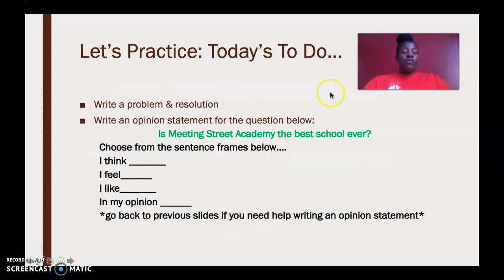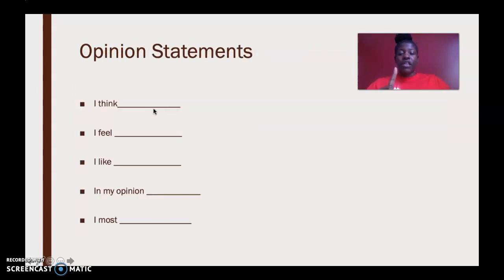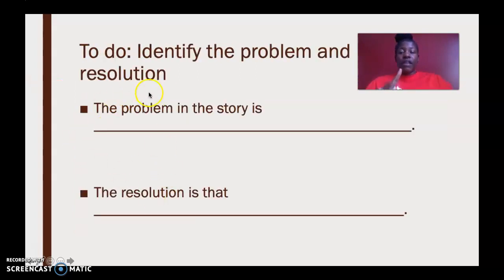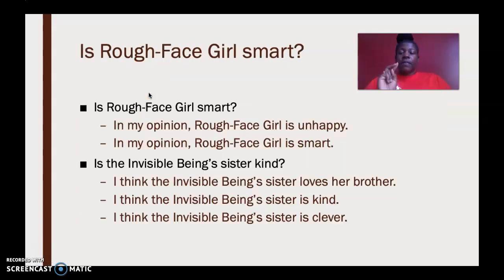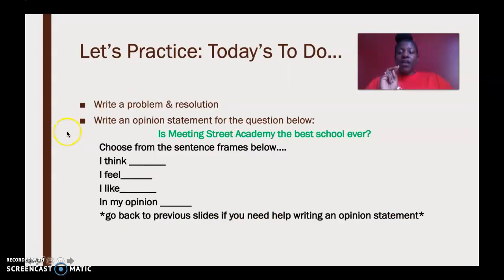Your next thing that I want you all to do today is to practice, and it's just going to be writing an opinion sentence, not an entire paragraph. So the first thing that you need to do is go back and write the problem and the resolution, which is here. You have 2 sentences to write here, just 2 sentences, not too much. And then when we go back here, you're going to write an opinion statement for the question below. So, is Meeting Street Academy the best school ever?